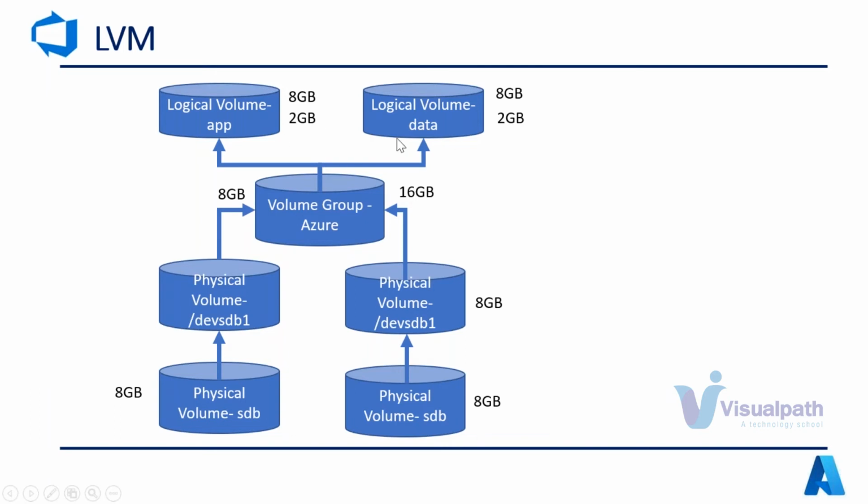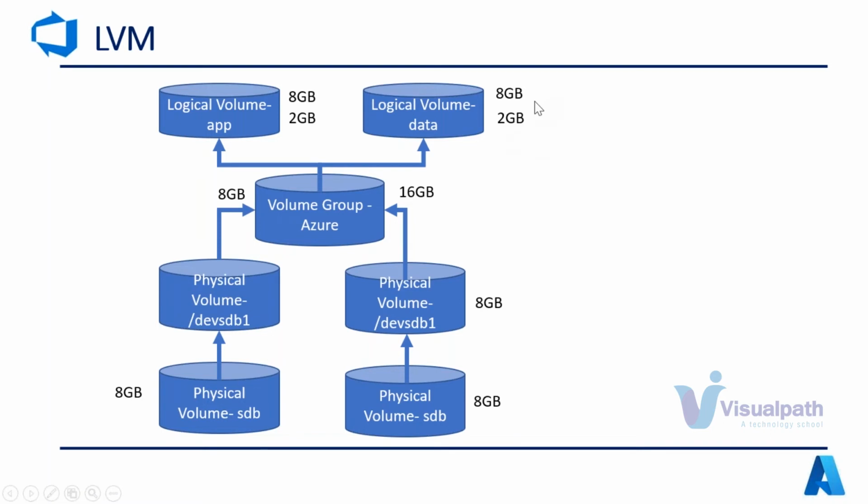Suppose you run out of the 16 GB, what you have to do is attach one more disk. It will be called SDE. Then create a physical volume out of it, add that SDE to the volume group, and then you can increase it. You can make it 12, or increase it by 8 here if you want more data.